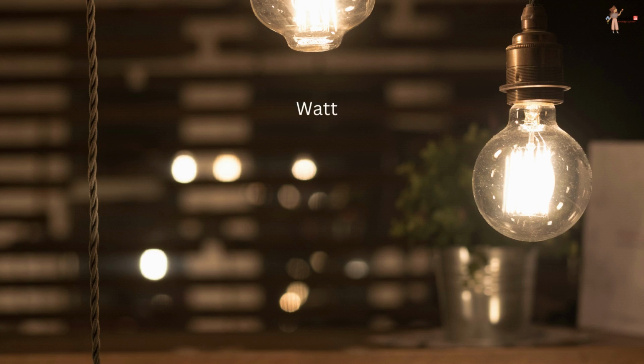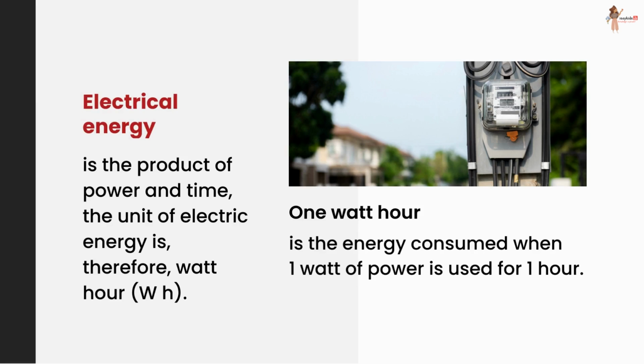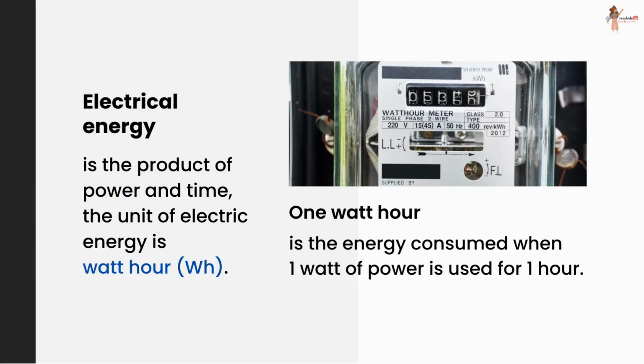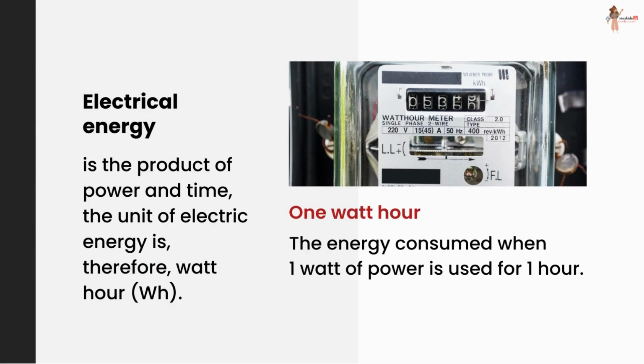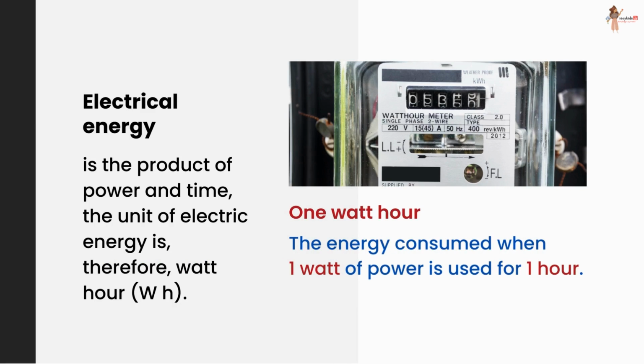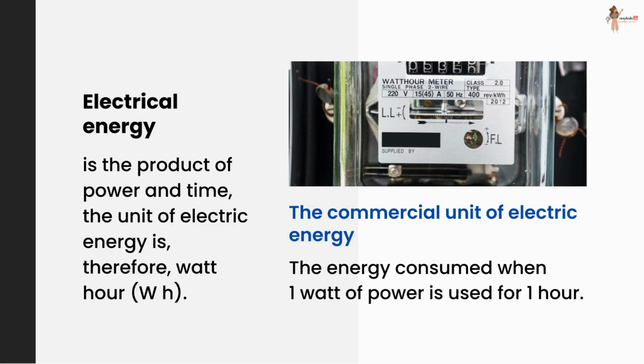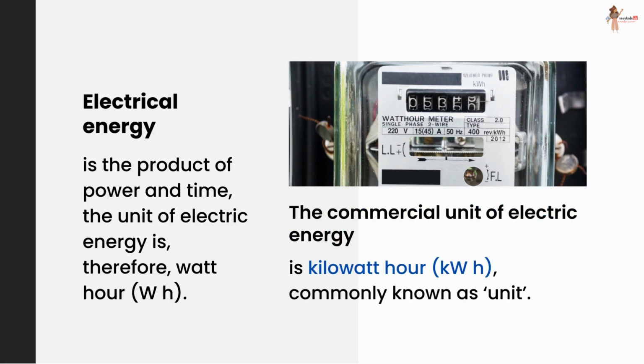The unit watt is very small. Therefore, in actual practice, we use a much larger unit called kilowatt. It is equal to 1000 watts. Since electrical energy is the product of power and time, the unit of electric energy is therefore watt-hour. 1 watt-hour is the energy consumed when 1 watt of power is used for 1 hour. The commercial unit of electric energy is kilowatt-hour, commonly known as unit.